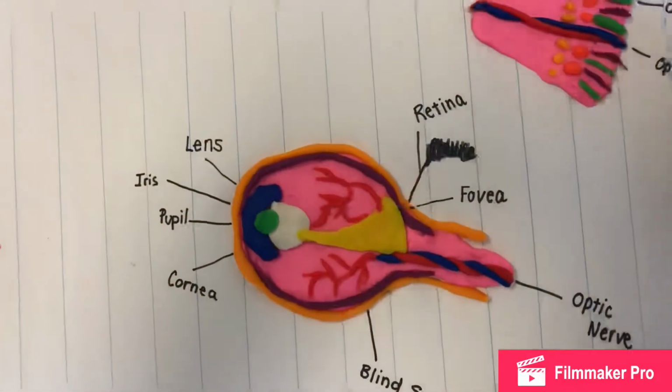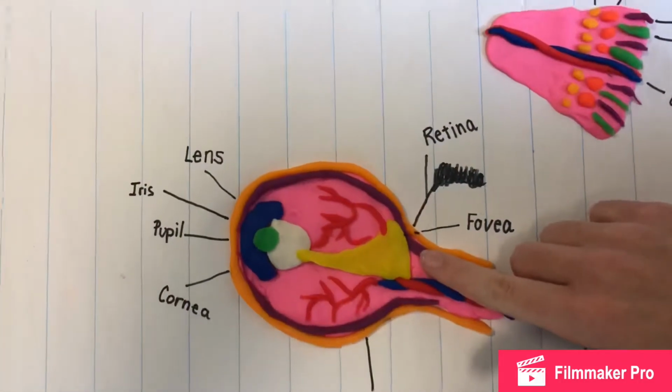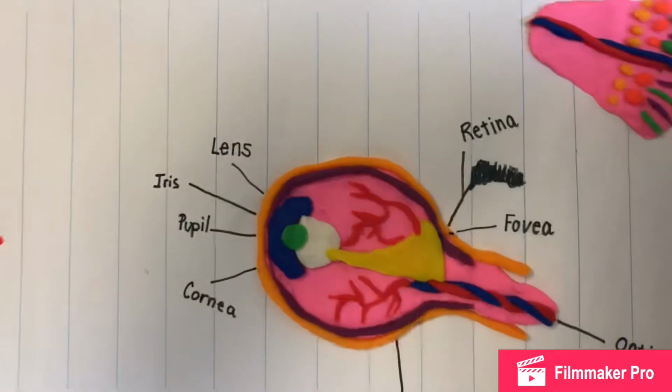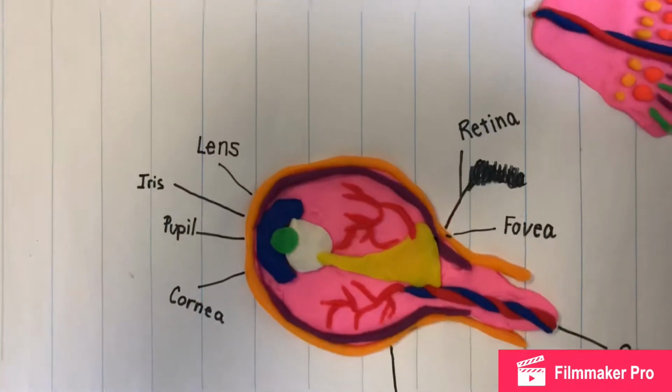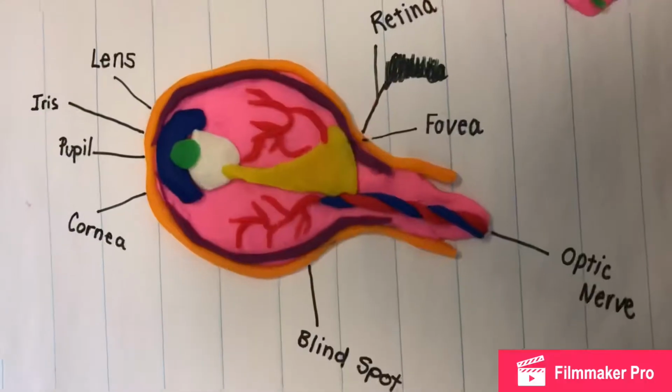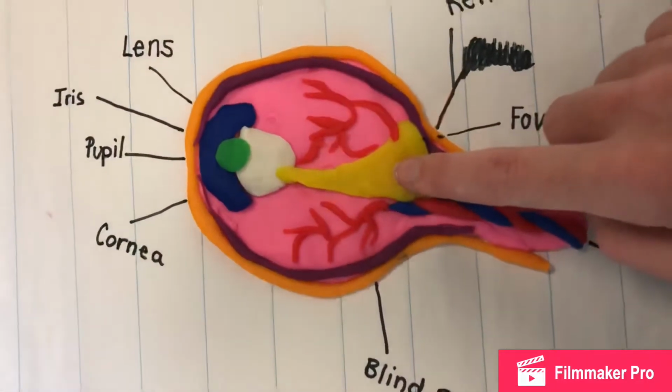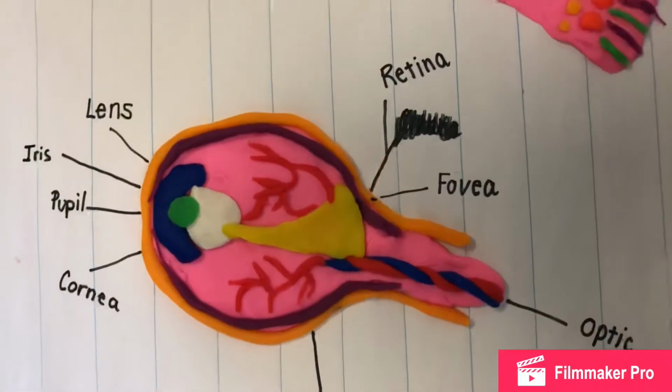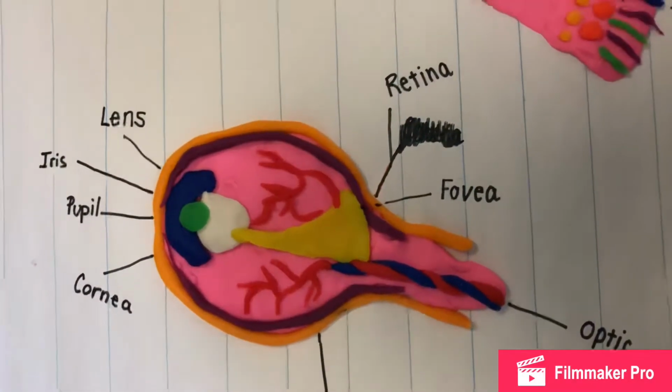The retina is a very important part of the eye. This is this purple part right here, the thin inner surface of the eyeball. It's made of layers of cells that light passes through. And the fovea, this yellow part, is the point of central focus, a small depression in the center of the retina.